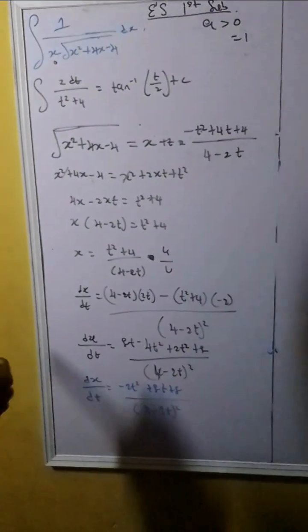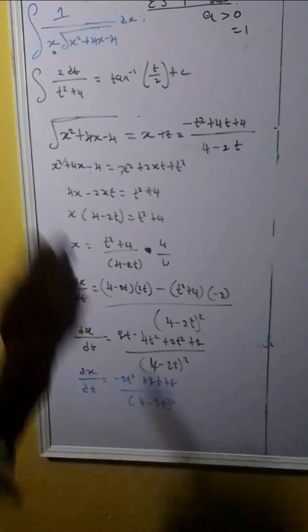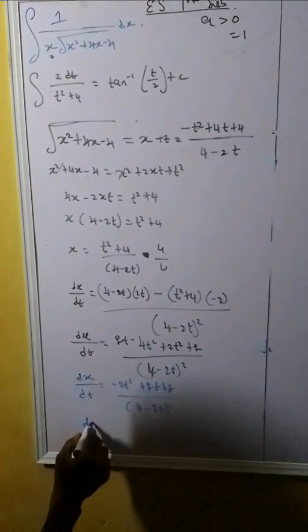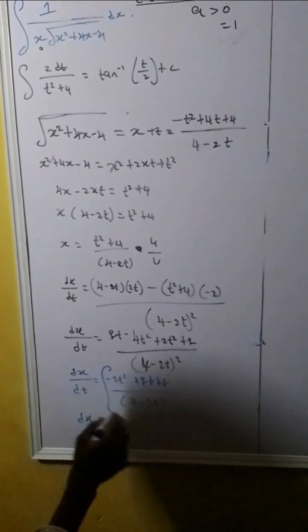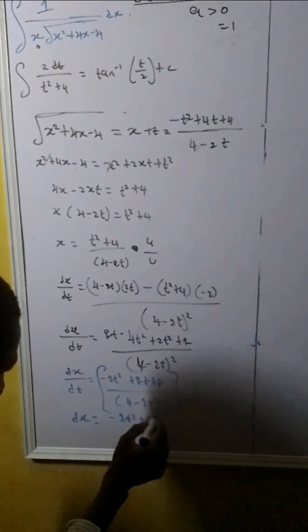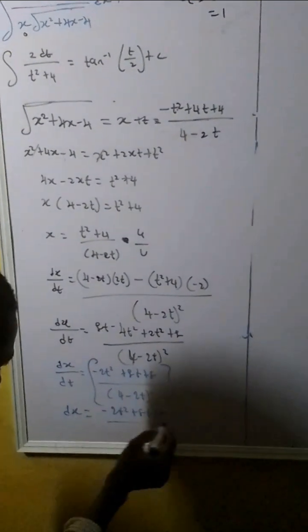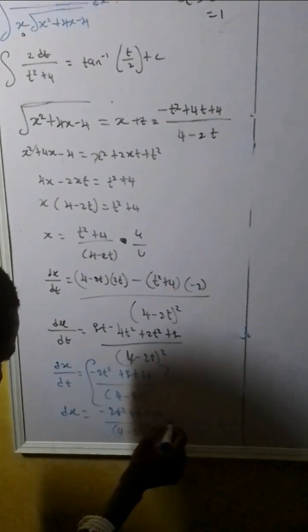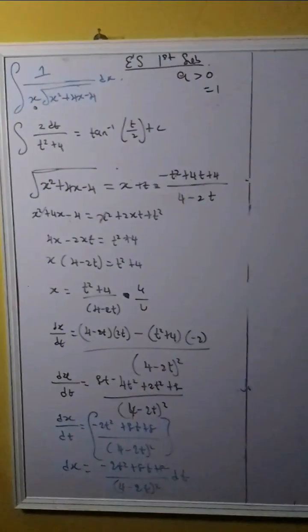So automatically, we are not looking for dx over dt. We are looking for ordinary dx. So therefore, your dx would be equal to the same value here, which is minus 2t squared plus 8t plus 8 over 4 minus 2t squared, then your dt. Are you with me?